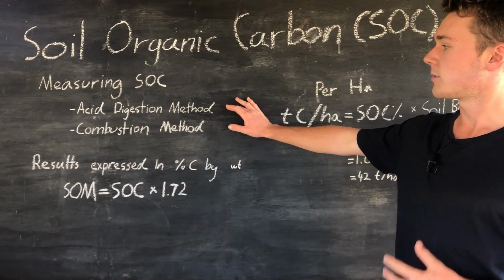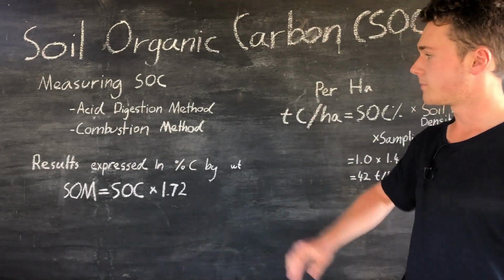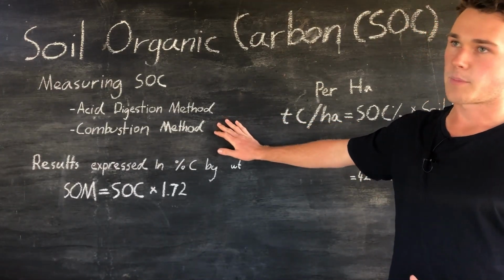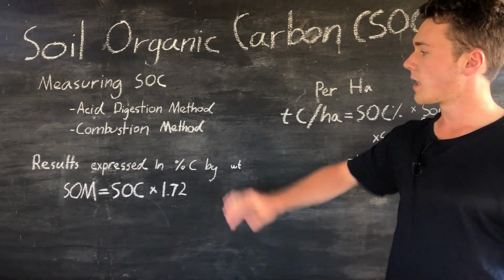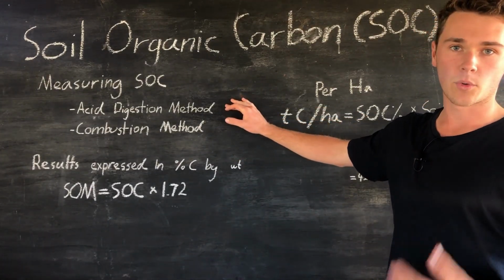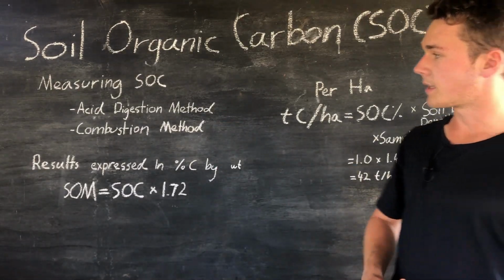The first is the acid digestion method, and then the second one is the combustion method. So the combustion method, I'd say, is probably a bit better than acid digestion, mainly because acid digestion doesn't pick up on all soil organic carbon, whereas the combustion method does.